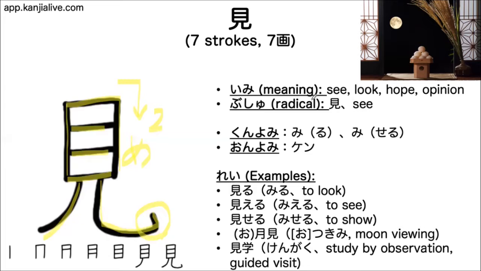The meaning of it is see, look, hope, and opinion. Bushu is see itself. Kunyomi is miru and miseru. So ru and seru are okurigana. Have a look at this. Miru is to look, okay? And then mieru is to see. For example, you can add adverb plus mieru.